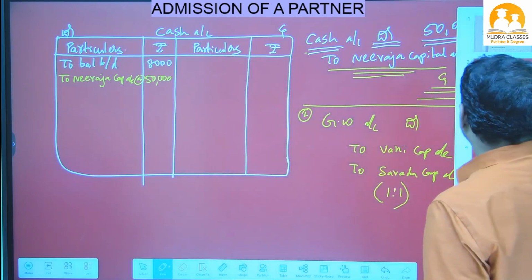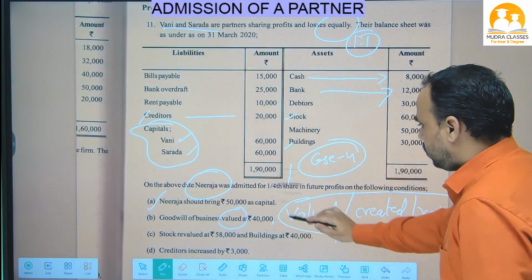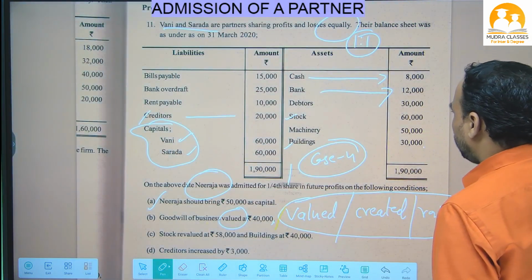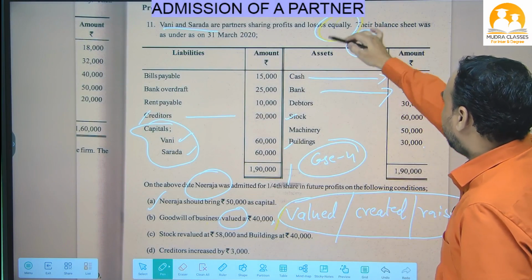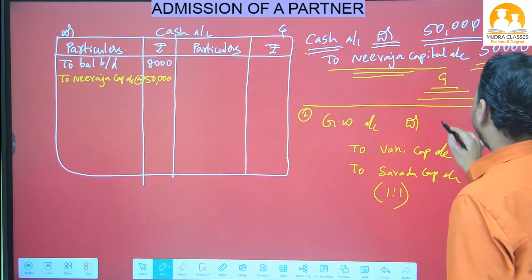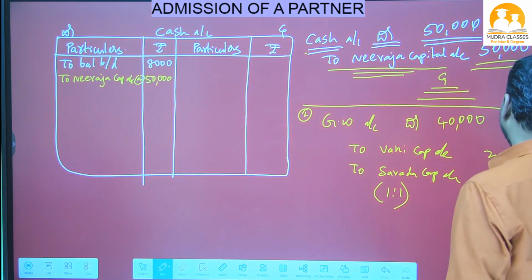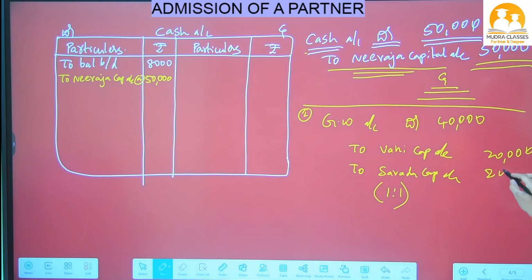What is the value of goodwill in this question? How much is the goodwill value given? 40,000 given. These 40,000 rupees we have to distribute to the old partners equally. See, in the question equally is said. So 40,000 goodwill distributed equally means each partner will get 20,000.